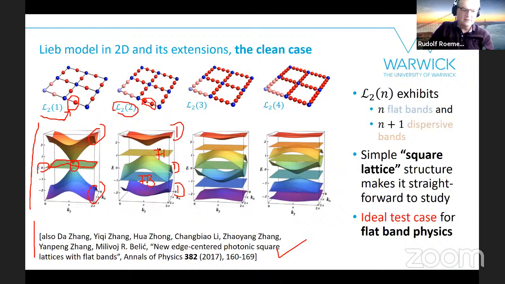And this is a simple dispersive band construction in those tight binding Hamiltonians. You can solve those exactly, the formulas, which we've done in the paper, but which was also already done before in that paper down here. And you see, you have a proliferation of dispersive and of flat bands, actually. So you can see that L2 of n exhibits n flat bands and n+1 dispersive bands. Okay, so I think that's a good test case for flat band physics.